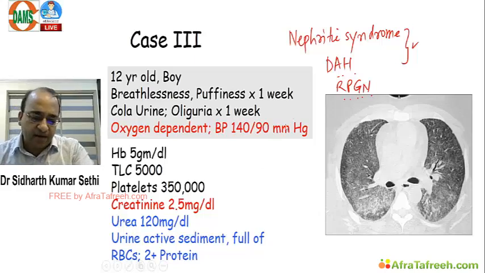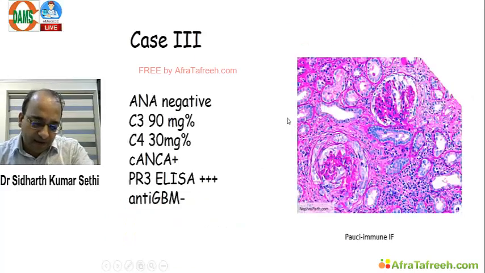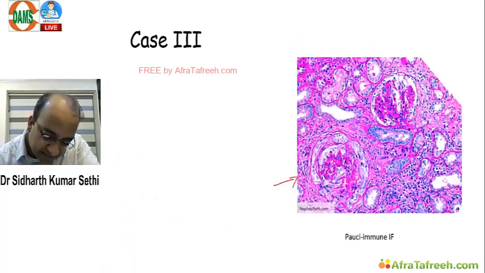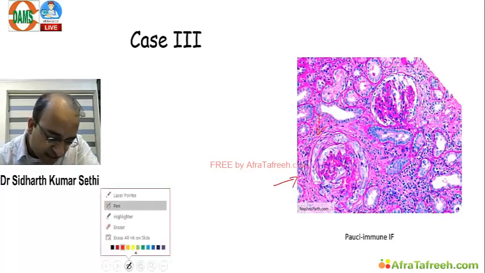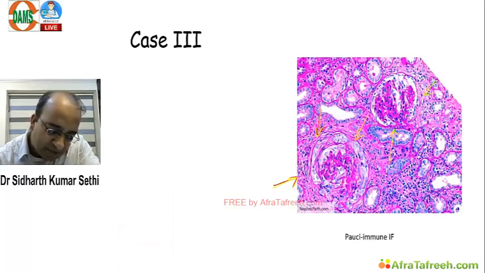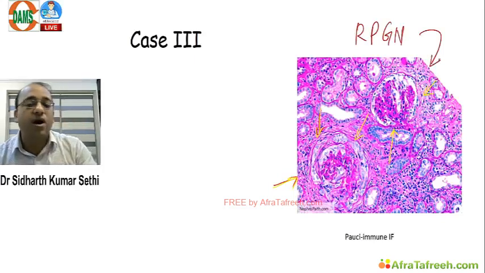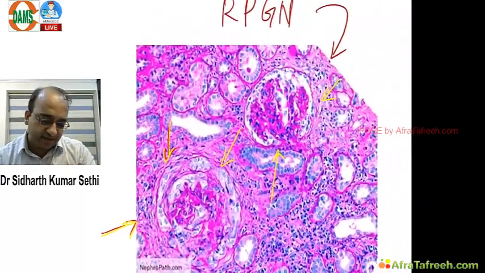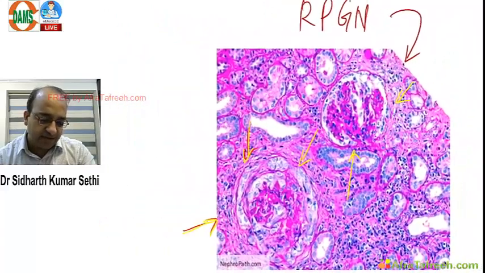Next day I did a kidney biopsy, and this is his kidney biopsy. Can you see crescents? So all of you, whenever you have a patient with RPGN, rapidly progressive deterioration, you have to do an early kidney biopsy to look for crescents. Can you see the crescents here, guys?